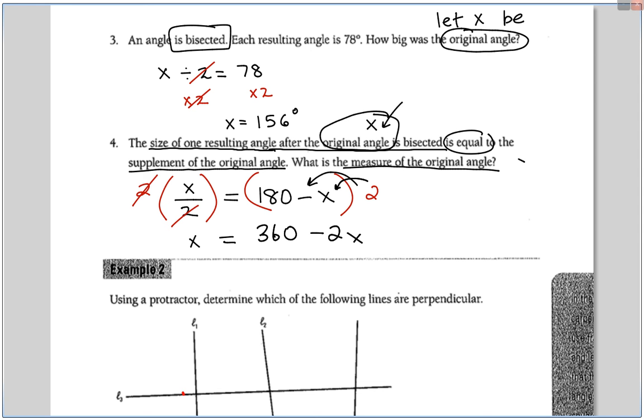Now to solve an equation like this, you need to have the x on one side and the number on the other. So what I'll do is I'll add 2x to both sides. That will get rid of this. Now on the left we have x plus 2x, which is 3x, and 360 on the right. Finally, divide by 3 to solve x, 120.